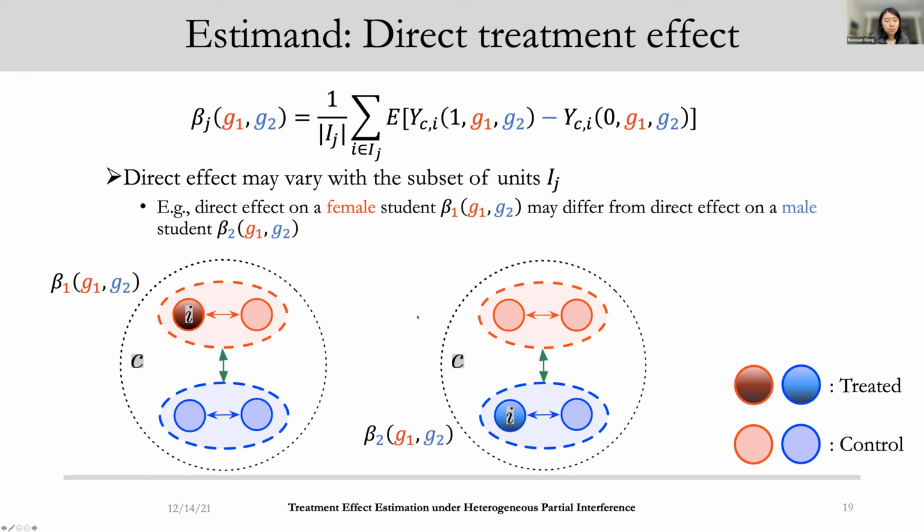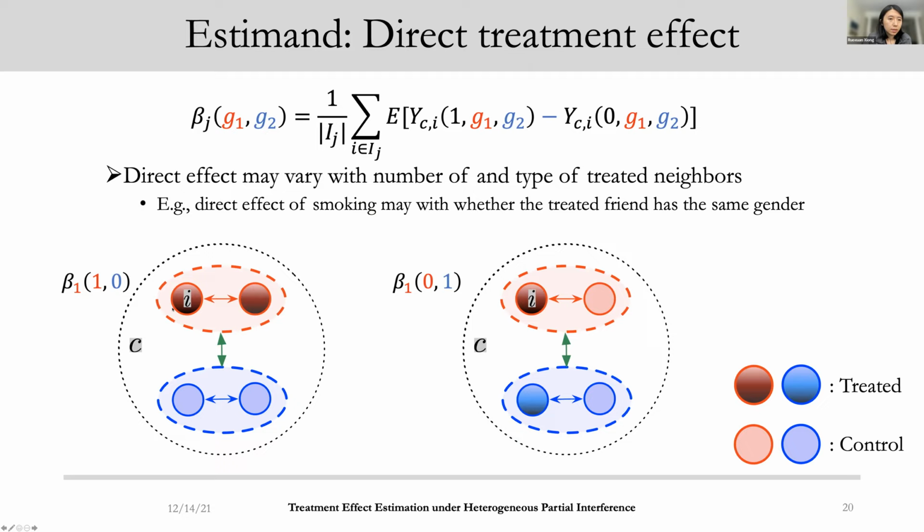The second type of heterogeneity is unique to our problem. Direct effects may vary with the number of and the type of treated neighbors. For example, the direct effect may differ by whether the treated friends are female or male. So the left figure denotes the direct effects on a female student with female treated friends. And then the right figure shows the direct effects on a female student with male treated friends, that is, of the opposite gender.